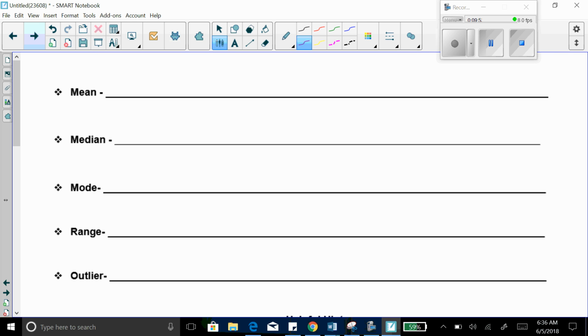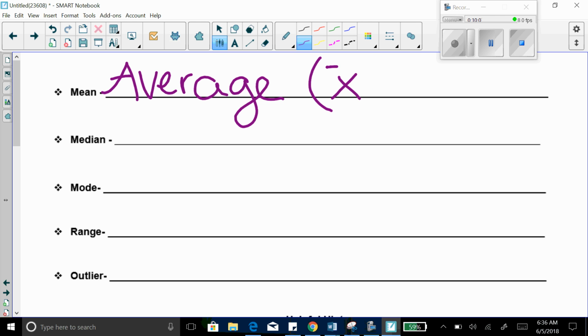We have some vocabulary here related to statistics: mean, median, mode, range, and outlier. You remember your mean is your average, and that can be found in your calculator using the X with the line over it. So we put our data into a list in the spreadsheet, we run the statistics, and we look for the number that's next to the X with the line over it.